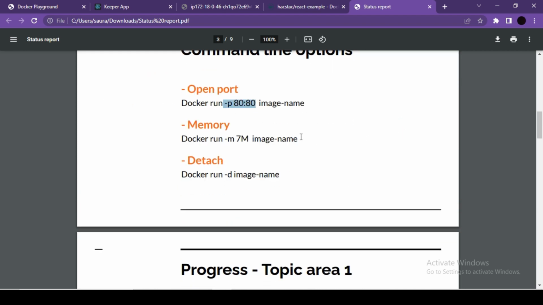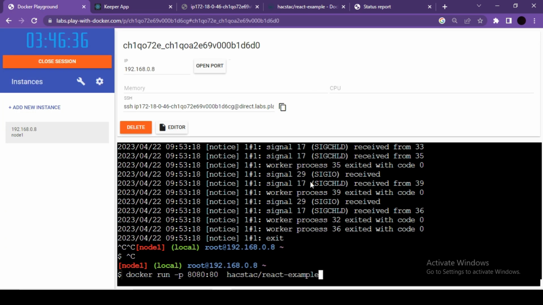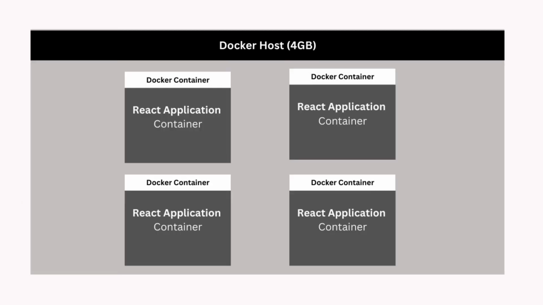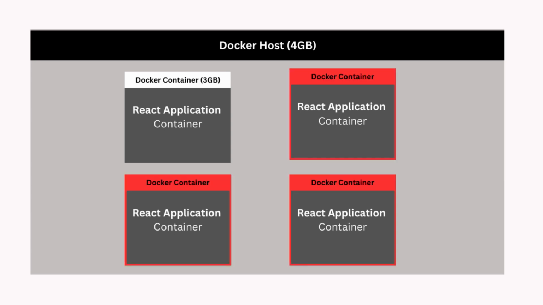So let's see another command line option, which is nothing but memory. Now if you remember, we can assign memory limits to our container. This is one of the advantages of using Docker containers, because imagine you have one host machine which has 4 GB of RAM and you want to run multiple containers on it. If any container is using more RAM, let's say 3 GB of RAM, and the other three containers also need some RAM, then just because one container is consuming a lot of resources, the other containers will not be able to work because of less memory availability.